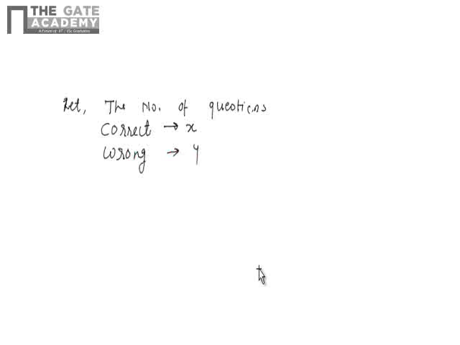So I'll solve this equation. Let us assume the number of questions correct is X, wrong is Y, and not attempted is Z. According to the data, the total number of questions is 65. This is our first equation.